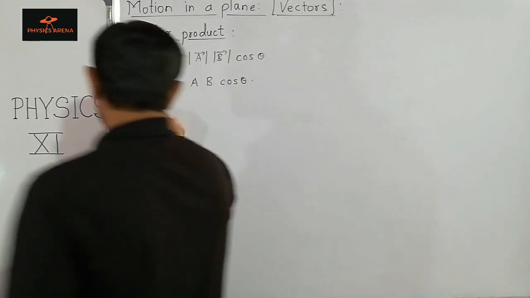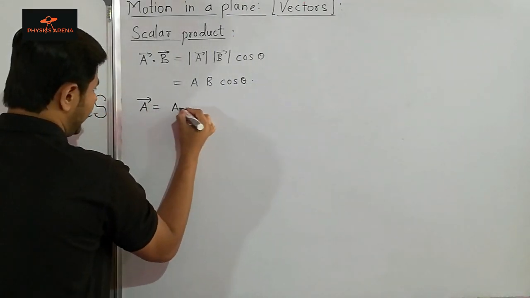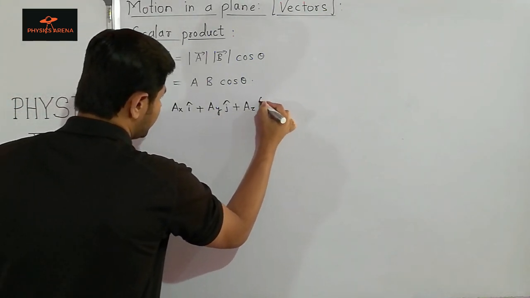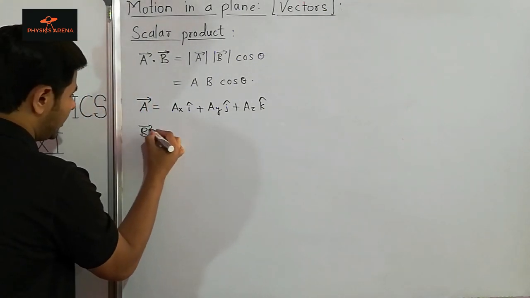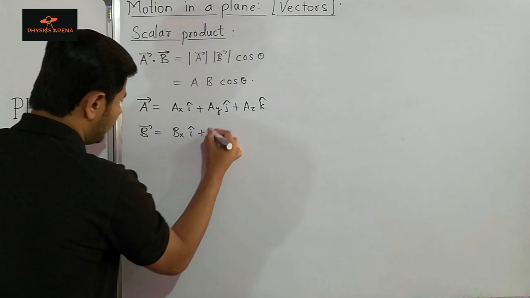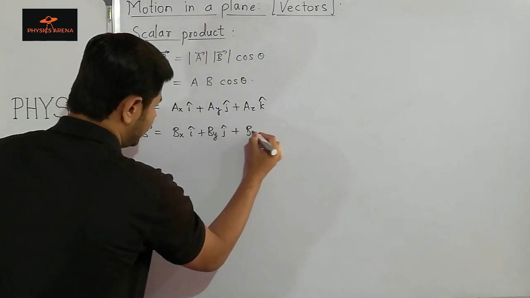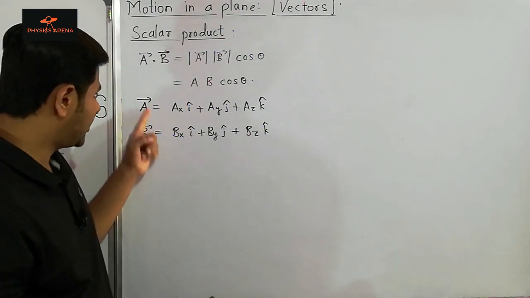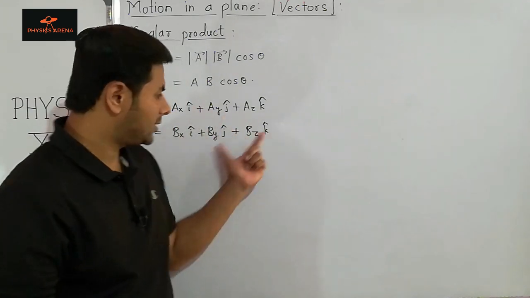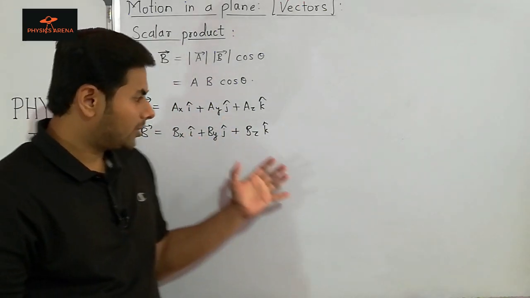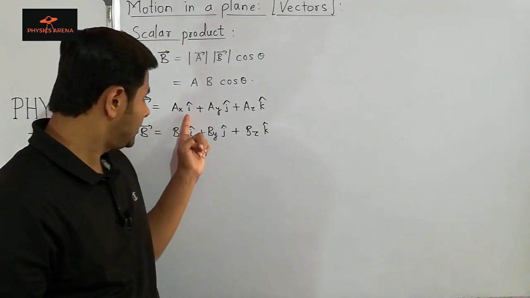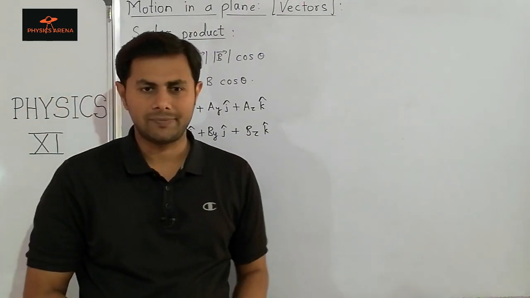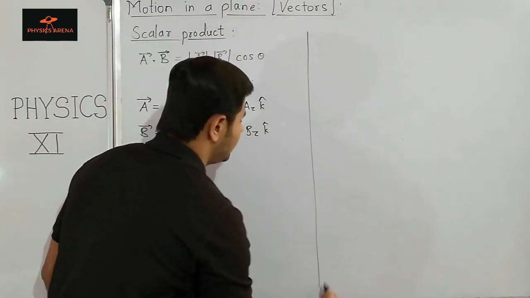Now suppose we have these two vectors, a bar equals ax into i cap plus ay into j cap plus az times k cap, and b bar equals bx into i cap plus by into j cap plus bz times k cap. So we have to find the scalar product of these two vectors given by these components. What we'll do is we'll find the scalar product of these unit vectors first. Then finding the scalar product of these vectors will become easy. So let's find the scalar product of unit vectors.